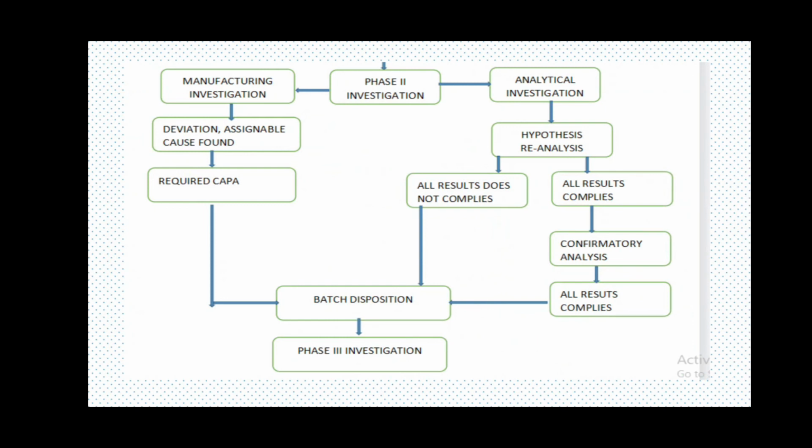If all the results in retest are observed confirming OOS results, then those results shall be reported to the quality assurance department to be considered for batch disposition. Once the decision of batch disposition is taken, then Phase 3 investigation can be triggered. In Phase 3 investigation, we need to find the impact assessment on the other batches of the same product, or if similar products got impacted, that also we need to check, and we need to report all the results and investigation findings along with the out of specification document.